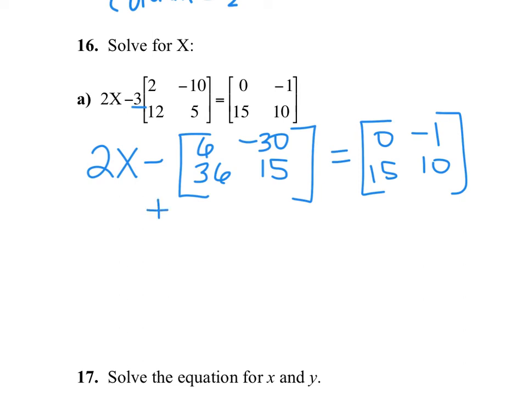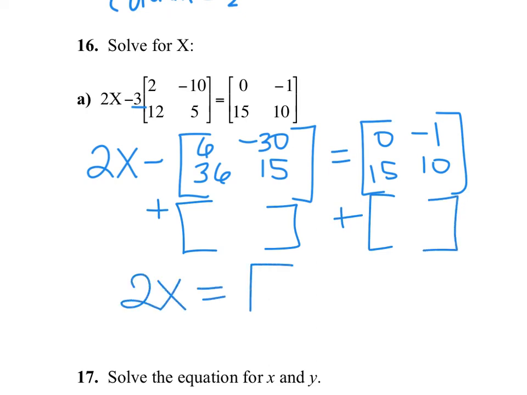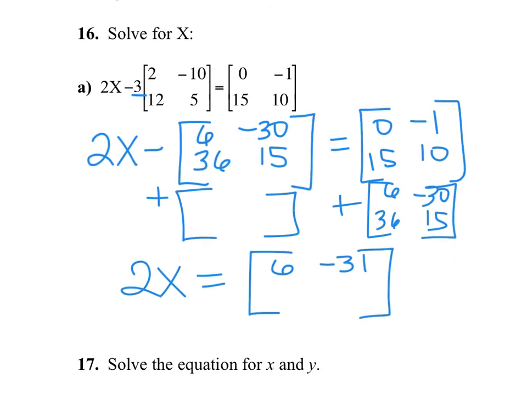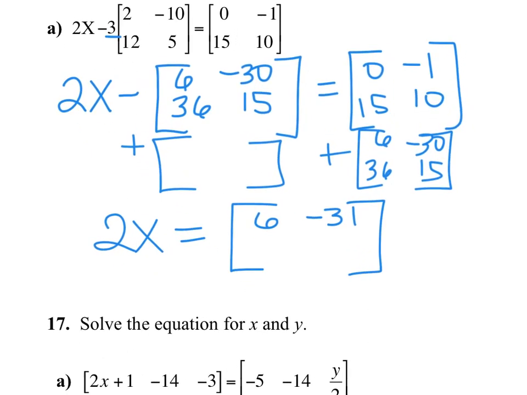All right, so let's go ahead. We're going to add this matrix over to the other side. And we get 2x equals, we're adding this over, so we're adding 6, -30, 36, and 15. So 0 and 6 make 6. -1 and -30 make -31. 15 plus 36 is, what is that, 41? No, 51. Ooh, I got to catch up on my skills too. And 25.